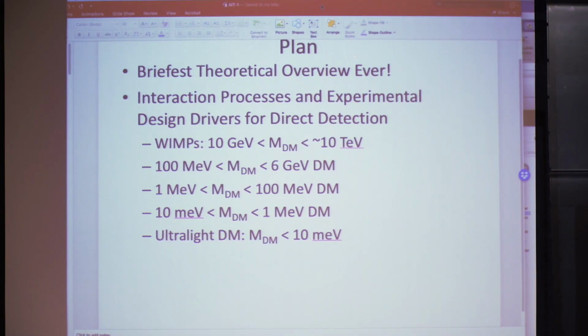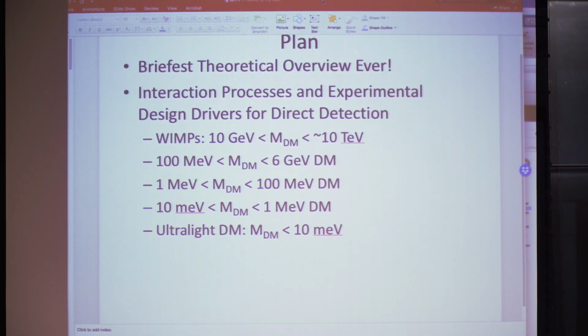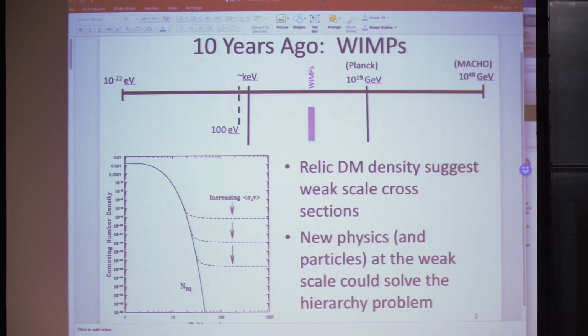The theoretical overview is going to be crazy brief. It'll be one slide, because you've already had two talks on theoretical overview. And then we're just going to go through all of these different mass ranges and try to come up with theories of how to build a detector. I actually have plenty of time, so feel free to converse. We even have chalk on some chalkboards, so we can swap to a chalkboard whenever we want.